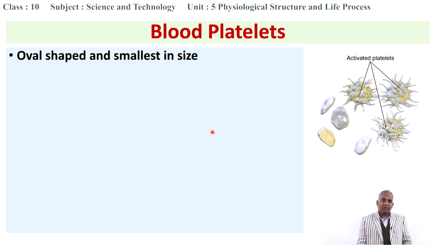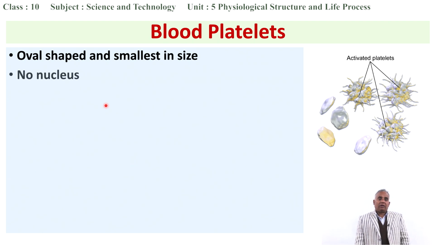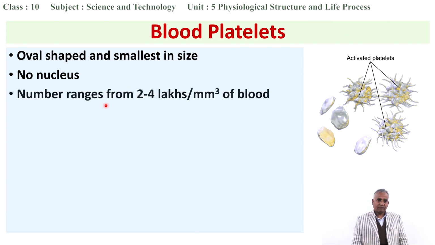They are oval shaped and smallest in size. The natural shape is oval, round. The color is not any particular color. They have no nucleus, and in the younger stage also they do not have any nucleus. Their number varies between 2 to 4 lakhs per cubic millimeter of blood.